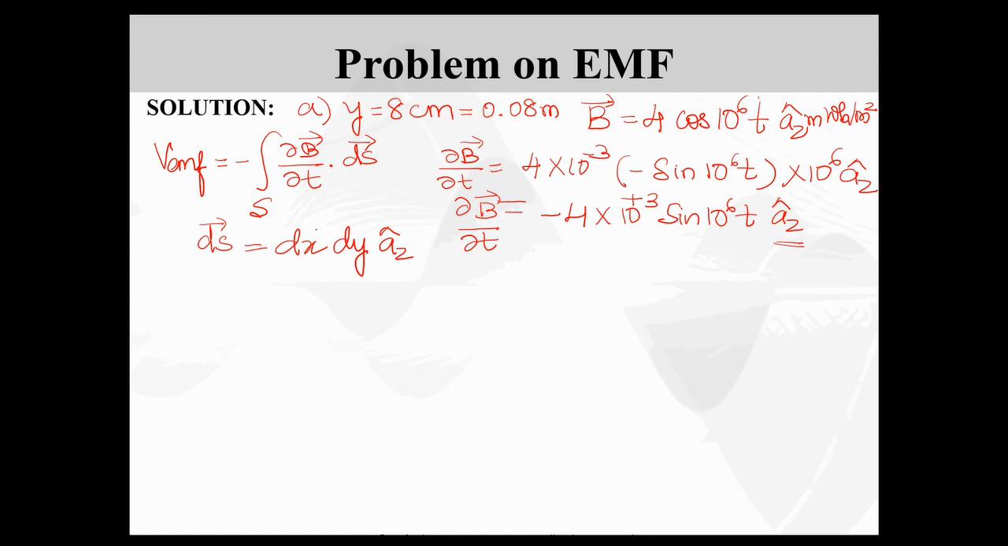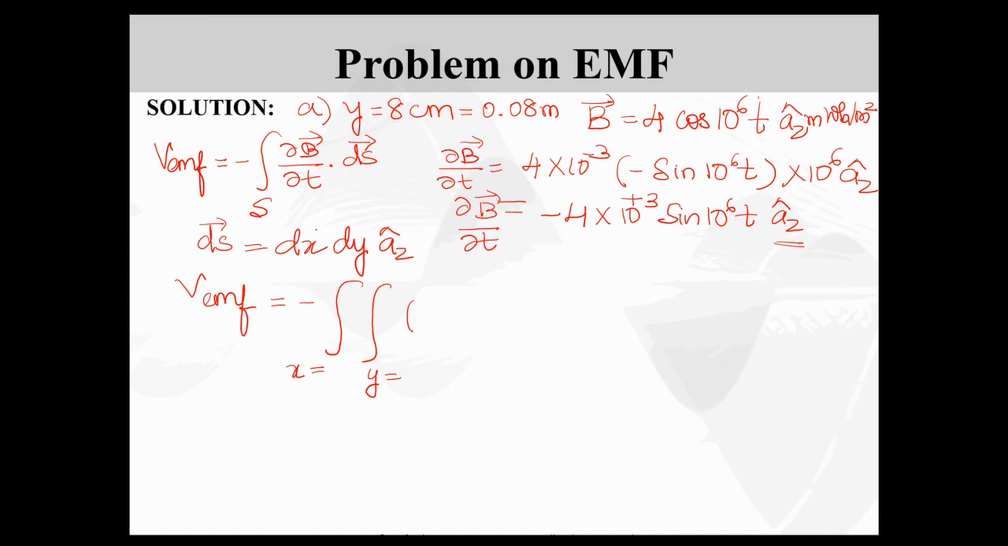So now we know what del B by del t and ds are. We shall substitute in the above expression. That is, VEMF is equal to minus of the integration. Now the surface integration will be on x and y. We shall write the limits later.